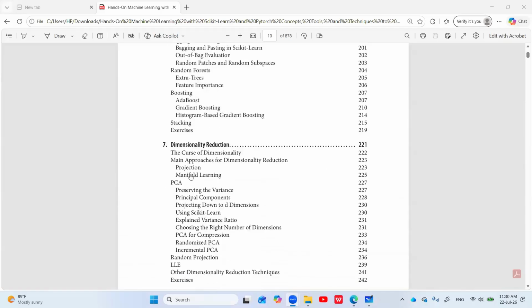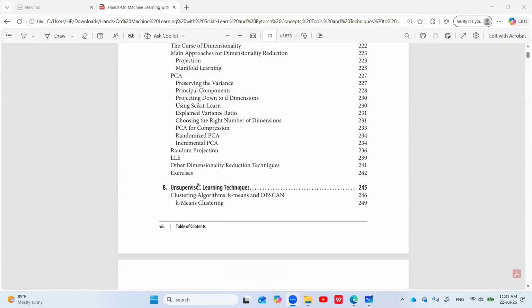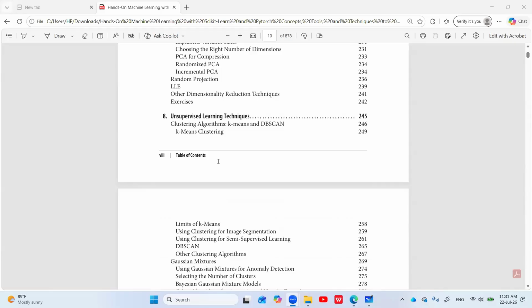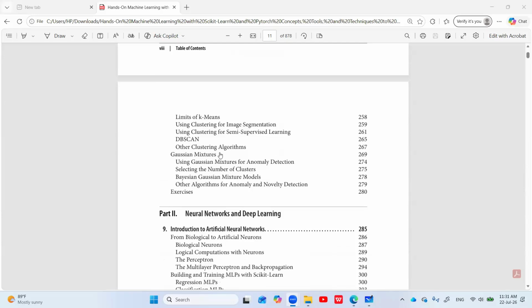Chapter 7 is dimensionality reduction. We will learn the curse of dimensionality, what PCA is, and also what LLE is. That means we learn all of those things and other dimensionality reduction techniques. Chapter 8 is unsupervised learning techniques. We will learn clustering, mainly k-means clustering, and Gaussian mixtures also.